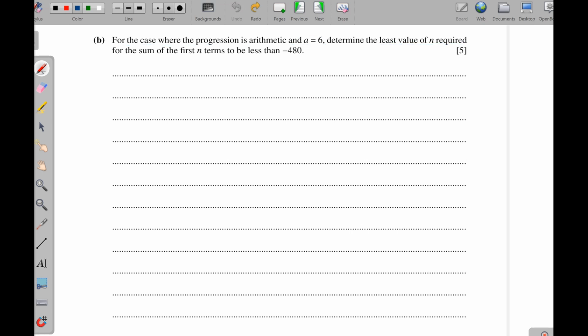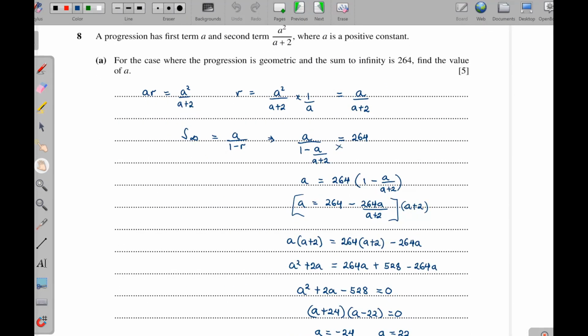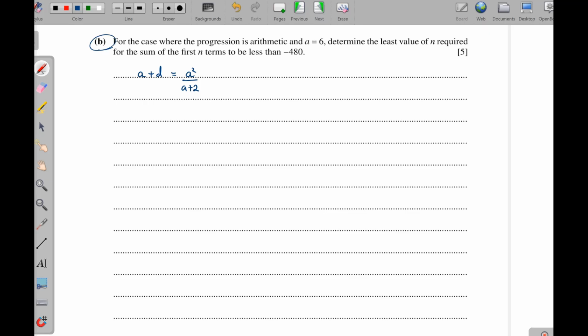480. Now, we have the first term is a. Then the second term, which is a plus d, is going to be a squared over a plus 2, isn't that what they gave us? I believe so. Yes. Now, you look at the question, the way it was set. This is the main stem of the question. Then there is part A under it. Then here, part B, you see? So that means also here, the first term is a, and the second term is a squared over what?